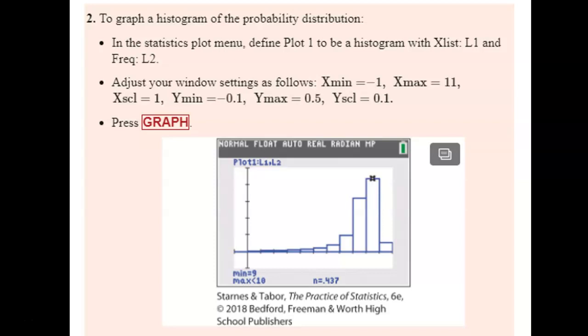So if you wanted to look at the distribution, you could just plot a histogram. Now they manually adjusted their window. I have a feeling if you just did ZoomStat, you'd get a pretty decent window, but the bars might be a little messed up. They might not be counting appropriately for what the problem was. But at least you would be able to tell the skewedness. That might be nice.